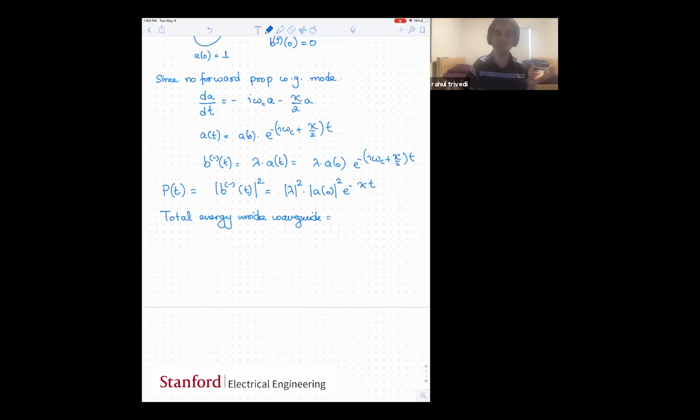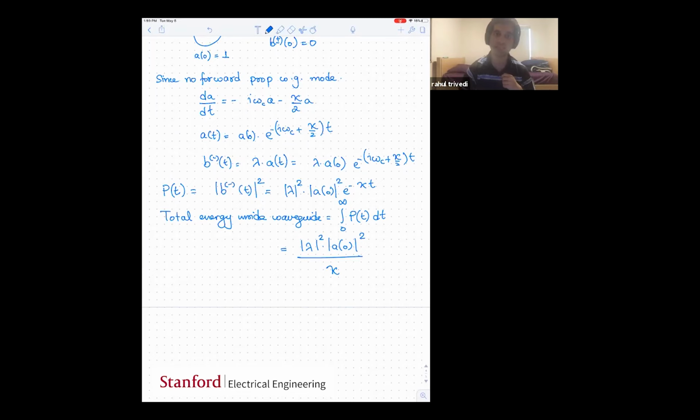is going to be an integral of this power from 0, the time at which the cavity started to decay, all the way up till infinity. So that's going to be the integral from 0 to infinity of P(t) dt. And if you just plug in what we have on top here, it's very simple. It just gives you |λ|² times |a_0|² divided by κ.